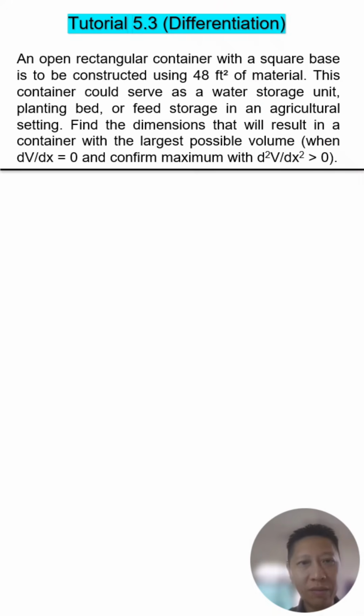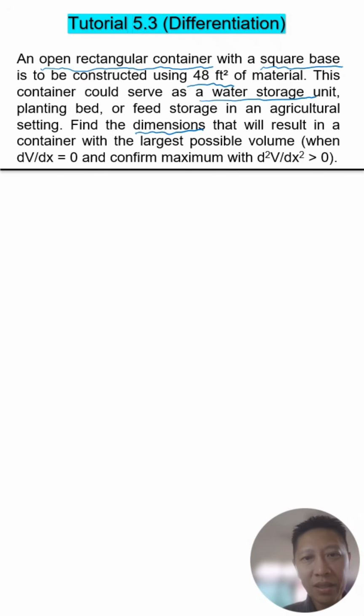Let's go to tutorial 5.3, third question. Okay, we read the question. There is one open rectangular container and the base is square. The total area of this container is 48 square feet. The container is used as water storage. Now we want to find what the dimensions will be. The dimensions mean that we want to find the height, the width, and the length of this rectangular container.